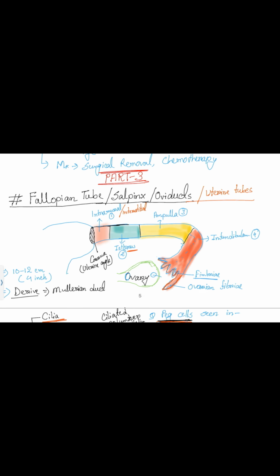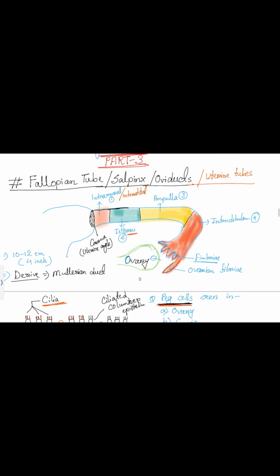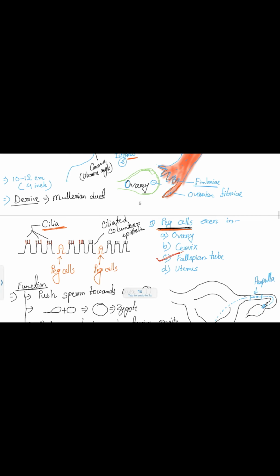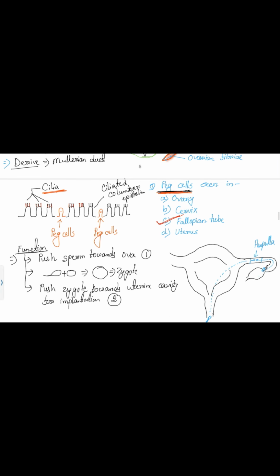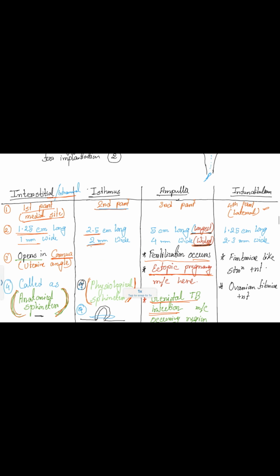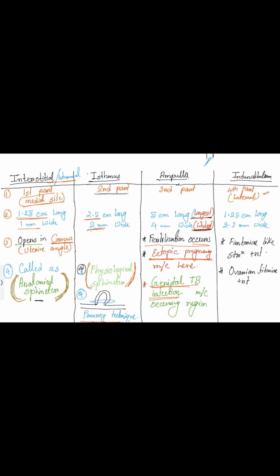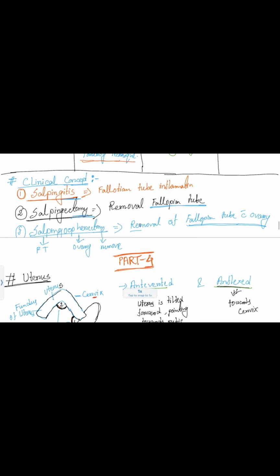Then in part 3 we discussed in detail the fallopian tubes, which are lined by cilia, their functions, the unique cells like peg cells, and the different parts of the fallopian tube like interstitium, isthmus, ampulla, infundibulum, their unique features, length, breadth, etc., and clinical concepts like salpingitis, salpingectomy, salpingo-oophorectomy.